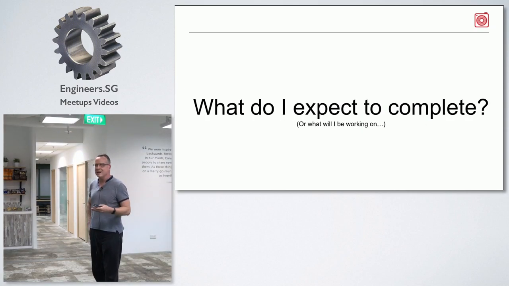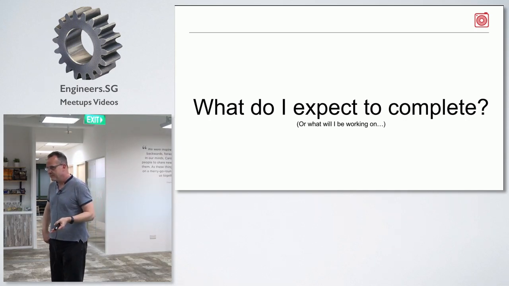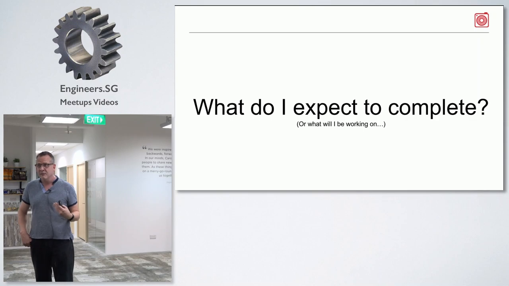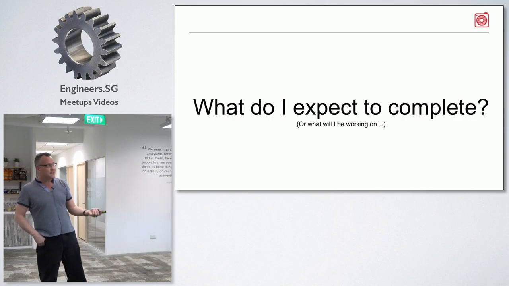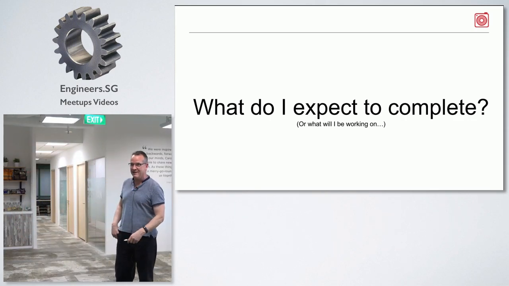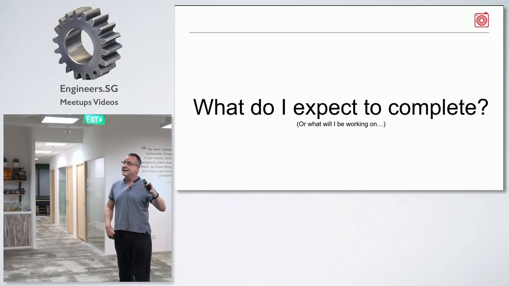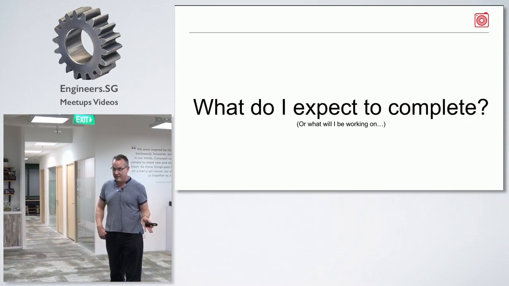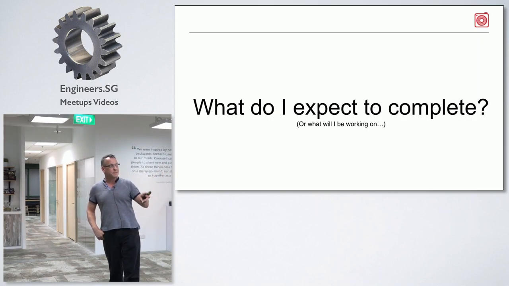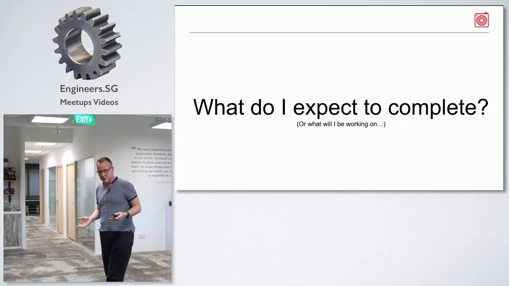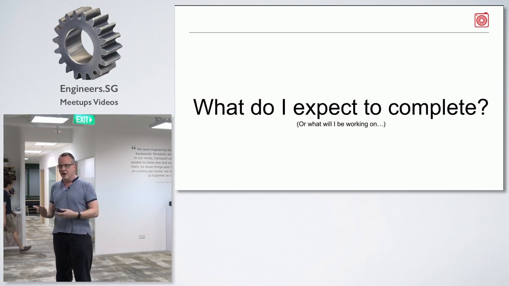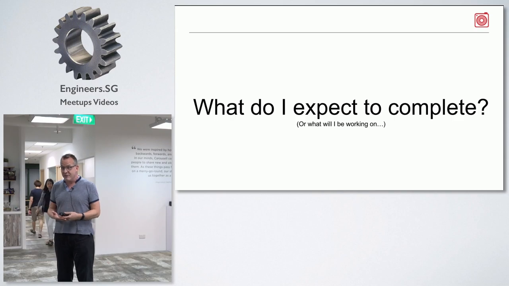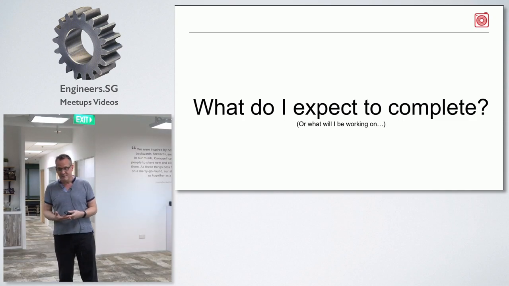The next question is, what do I expect to complete? What do I think, looking at where I am and what I'm doing, what do I expect to complete? And if this is always, well, this is what I'm working on, not what I expect to complete, that again is a strong signal that you should be looking at. So what do I expect to complete, or what will I be working on, is the other question. Again, if somebody talks about five things, then probably they're doing too much. In fact, they are doing too much. Okay?